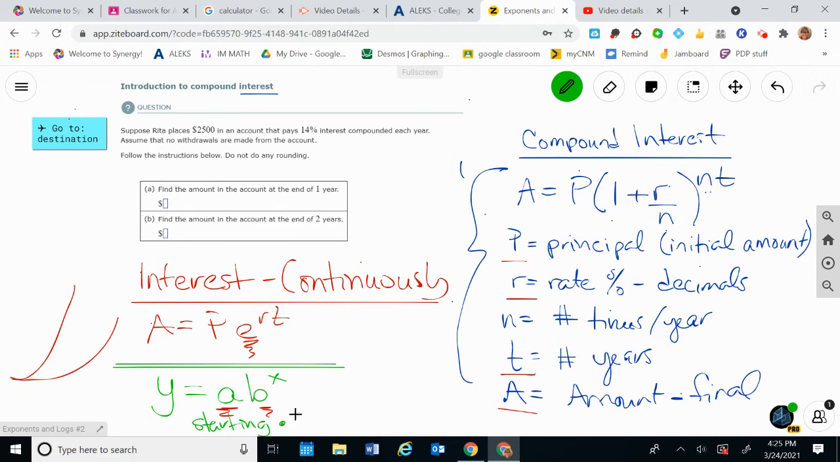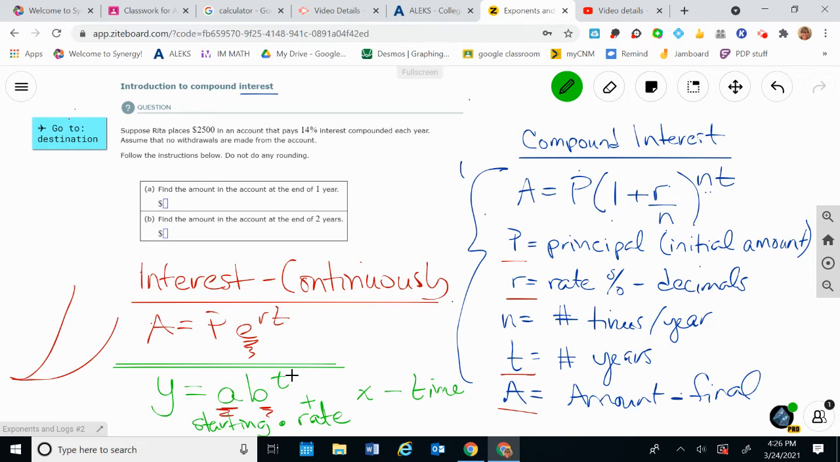And B is the base, or basically it's the rate, okay? And it's going to be the positive rate. I'll explain what I mean in a bit. And X is usually going to be time, to be honest. Okay, so it's A B to the T. I'll actually even change that.